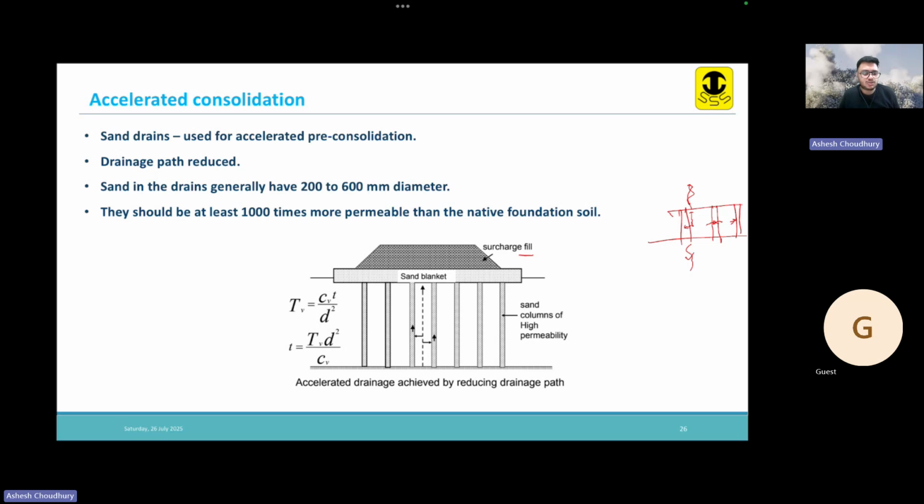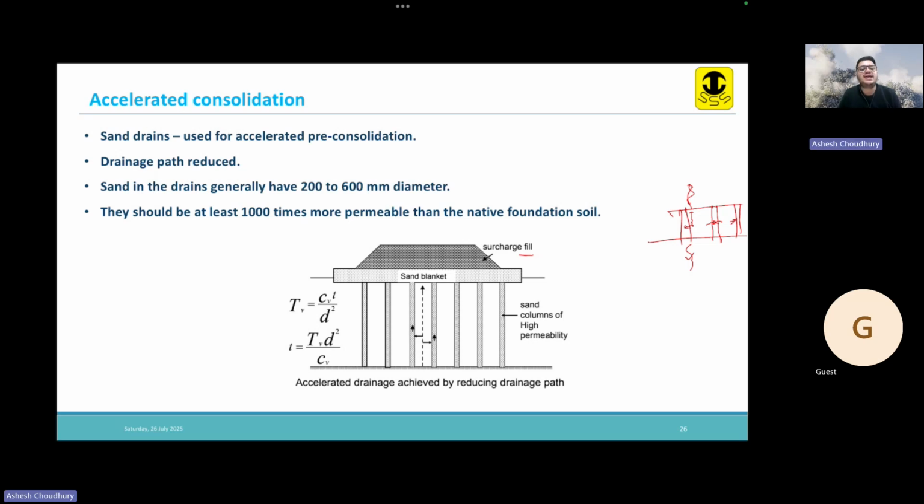I am not going into the depth of this. All of us have studied this in basic geotechnical engineering, basic soil mechanics. Just for revision, we are studying this. So sand drains are used for accelerated pre-consolidation. The drainage path gets reduced. Sand in the drains generally has 200 to 600 mm diameter. They should be at least 1000 times more permeable than the native soil.